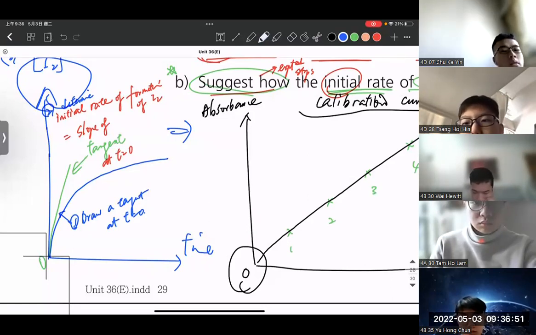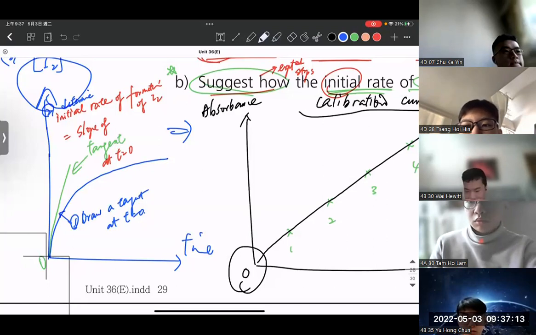How about question 19? Have you followed? Shall we move on to question 19? Any questions so far? If you've got questions, let me know now. Any questions? You understand? Okay, so shall we move on?